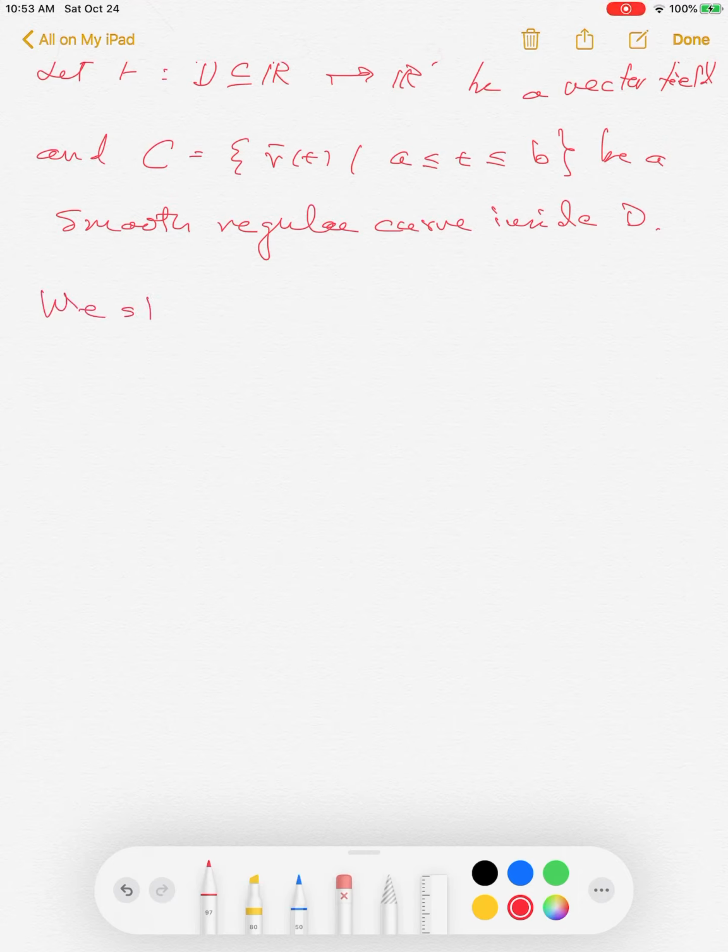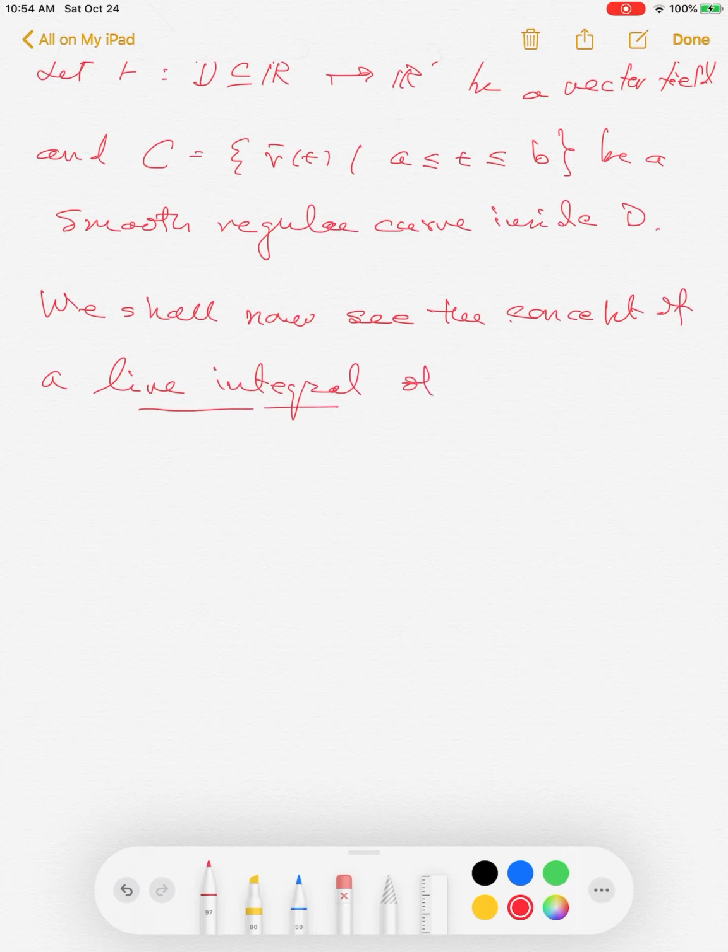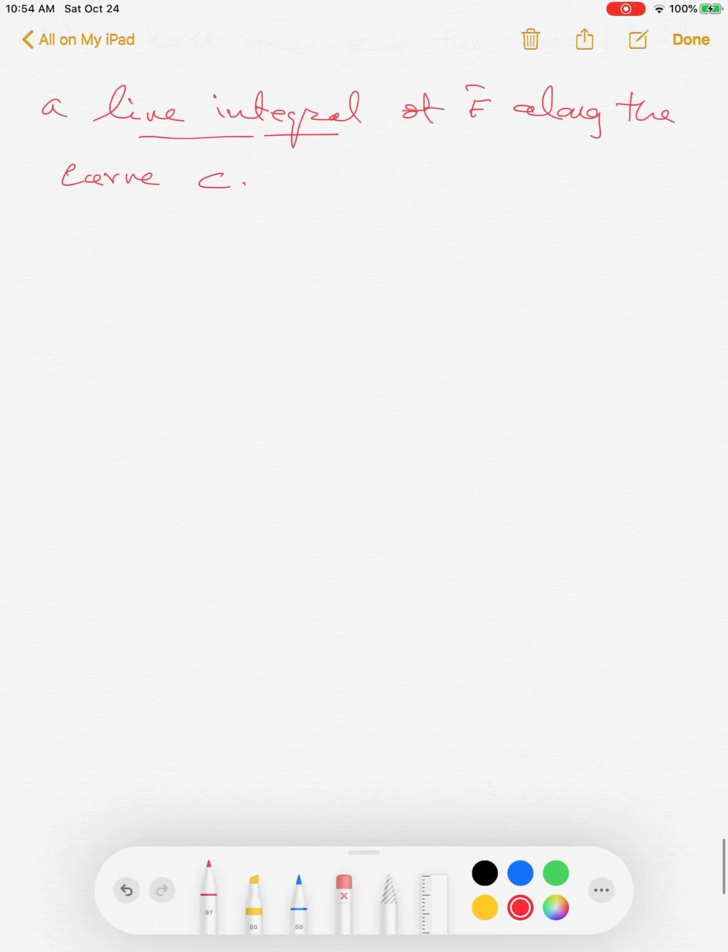So I want to define what is meant by the line integral of a vector field along this curve. So we shall now see the concept of a line integral of F bar along the curve C. This has a physical interpretation. So what you are trying to do is compute what you call, in physics, work done.